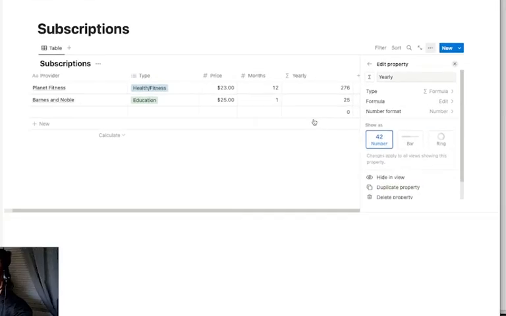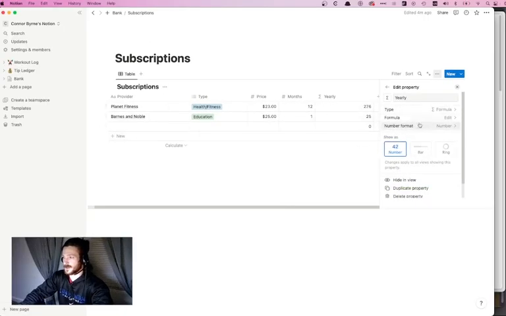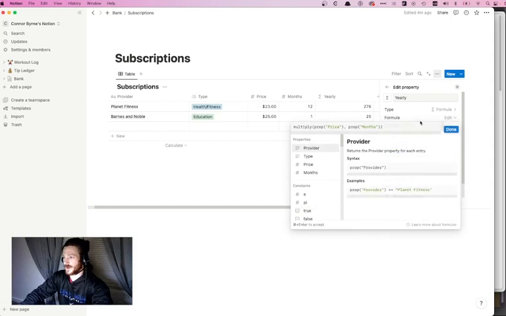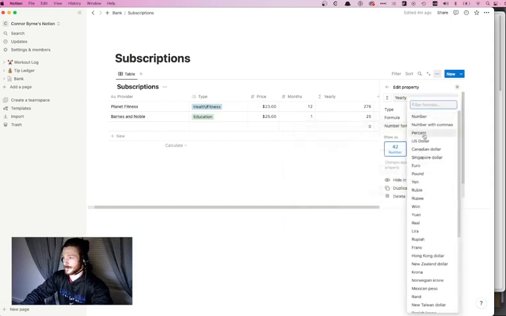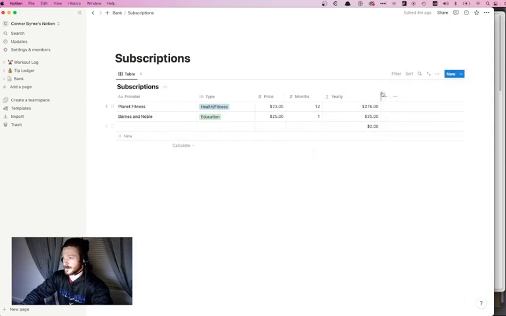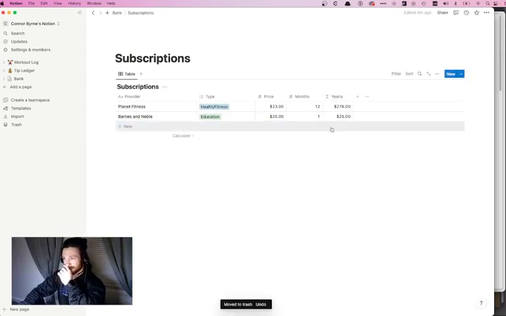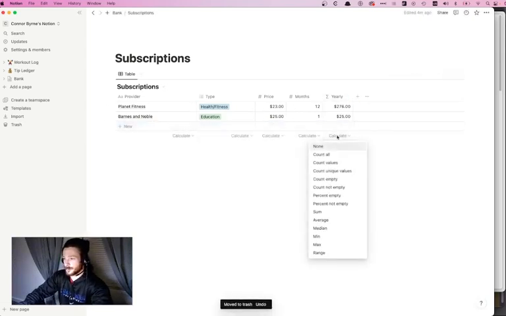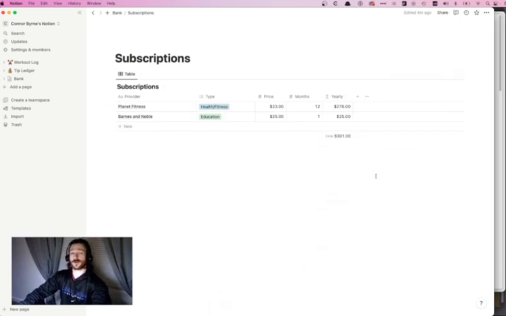Throw in a parentheses, and we have ourselves the yearly. We're also going to format the number as a US dollar. So right now, with these two subscriptions, we're spending $301 per year. Now, this number is all said and good.